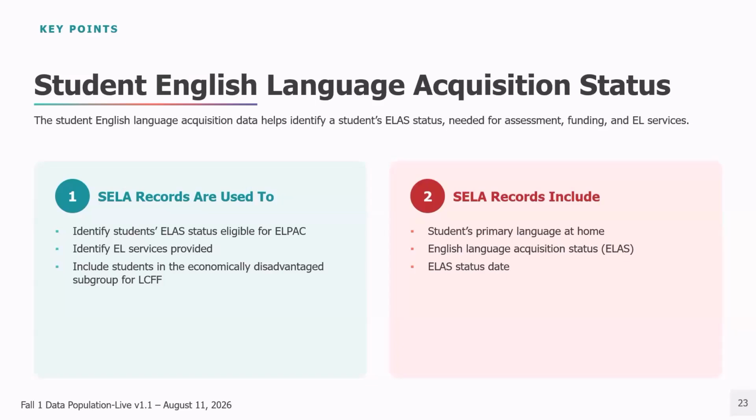Every student is assigned one of the following statuses: EO, English only; IFEP, initially fluent English proficient; EL, English learner; RFEP, reclassified fluent English proficient; TBD, to be determined, and this is used when a student's status is not confirmed yet; and ADEL, adult English learner.